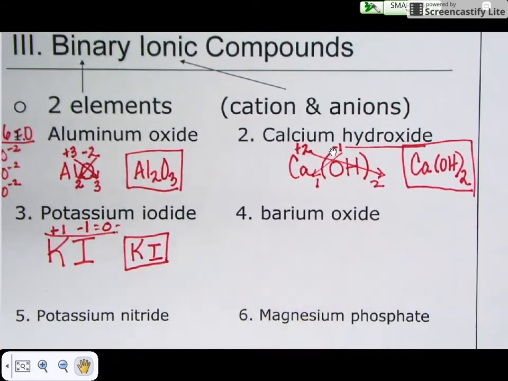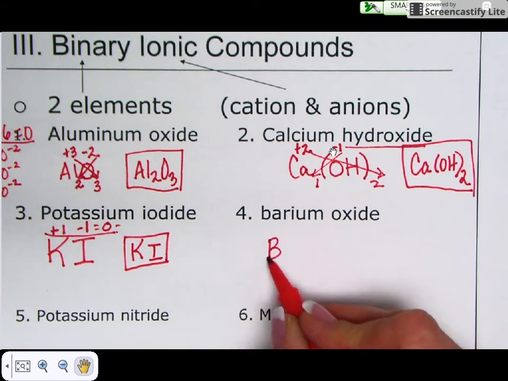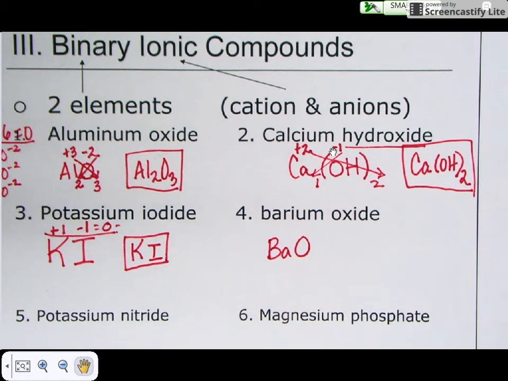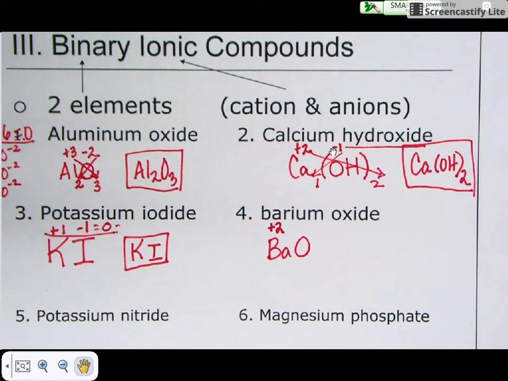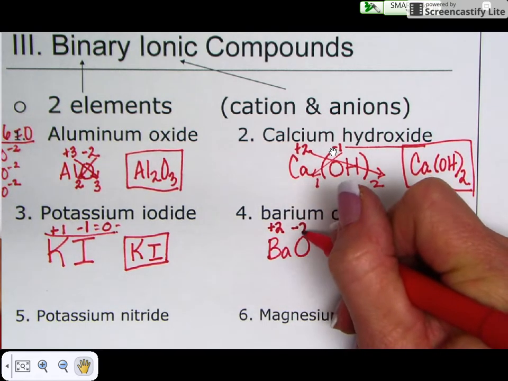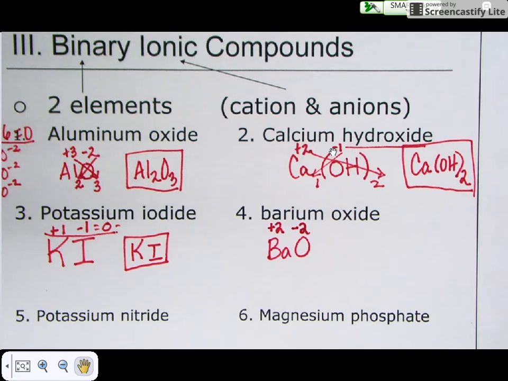Barium oxide. You're going to put Ba and O side by side, and we're going to label our charges. Barium is a +2 because he's in group 2A. Oxygen is in the 6A family. They're always going to be a -2.